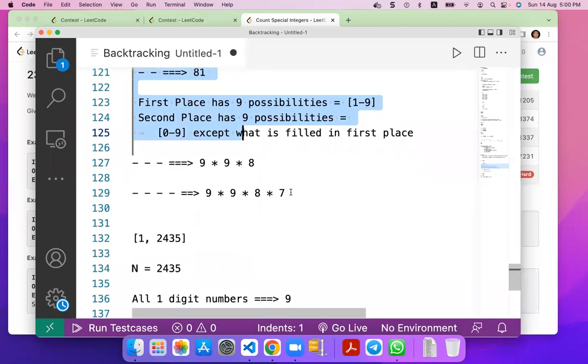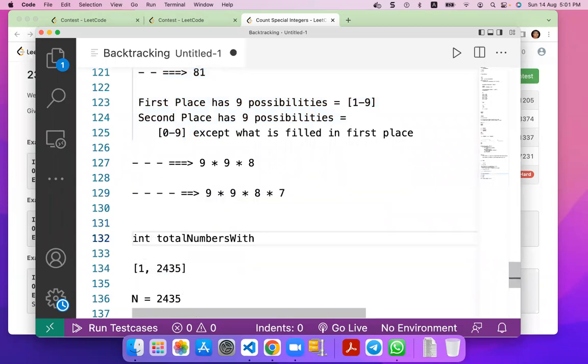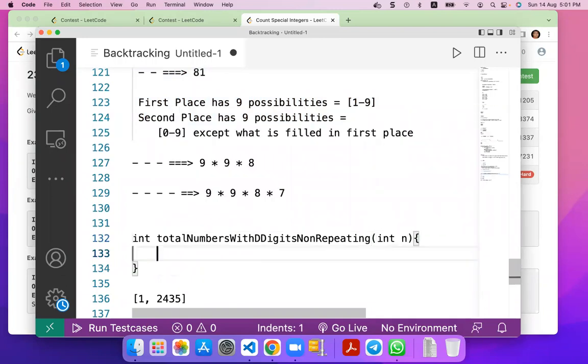So we can write a function which calculates this. So we can say total numbers with d digits non-repeating. This you can easily do. If this is n, you will start with this. So if you have 4 digits, you will start decrementing from this place onwards. First 2 values will always be 9. So you can ideally start with your answer to be 9, and you start from digit position 2 onwards.